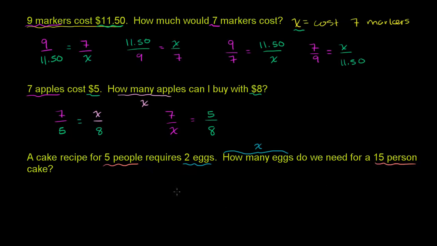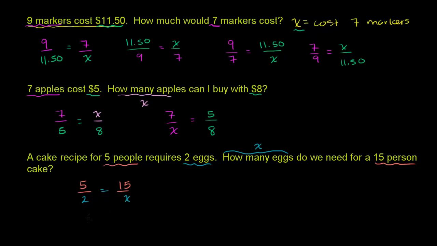So you could say the ratio of people to eggs is constant. So if we have 5 people for 2 eggs, then for 15 people, we are going to need x eggs. This ratio is going to be constant. 5 over 2 is equal to 15 over x.